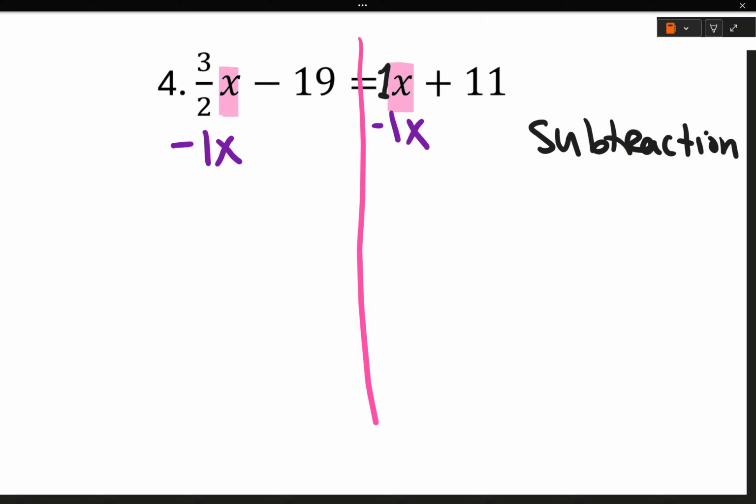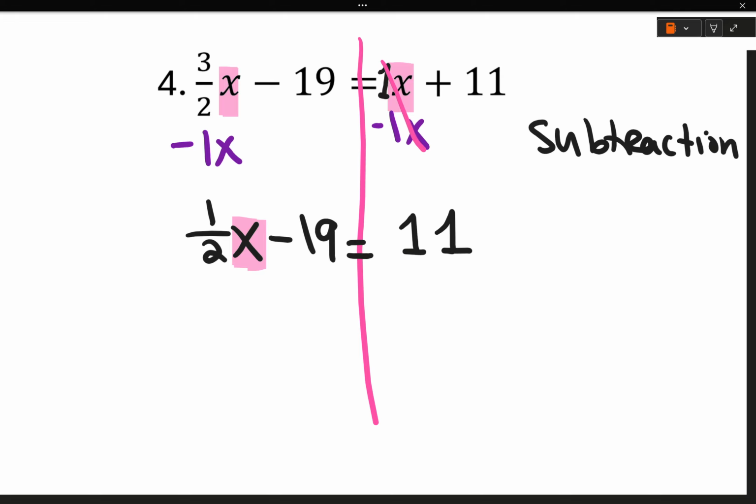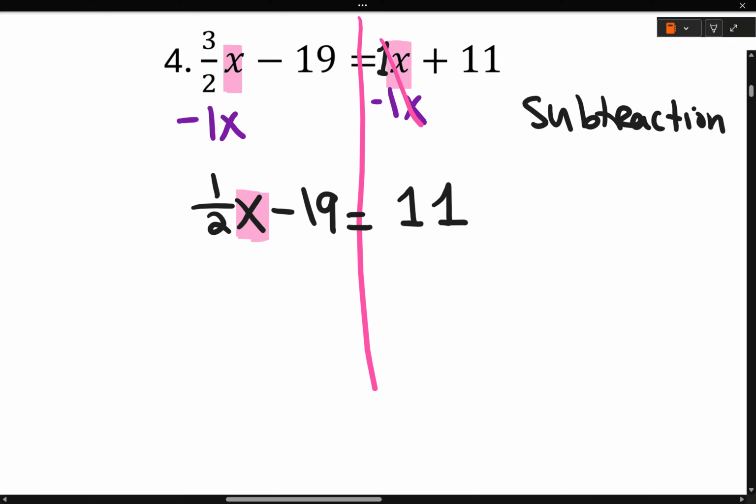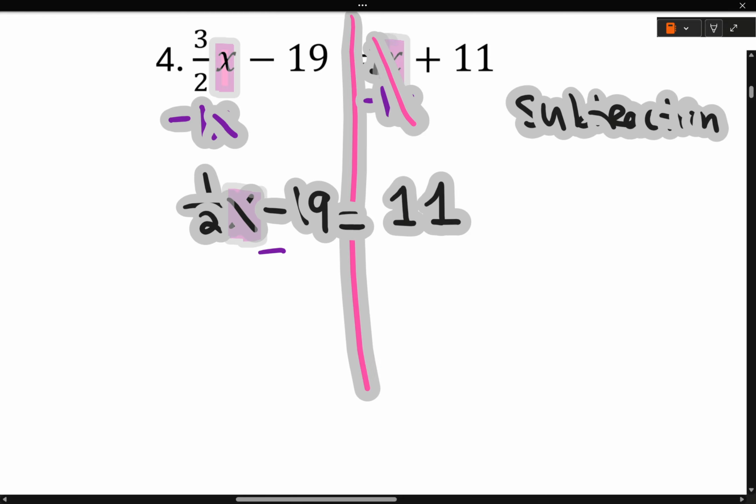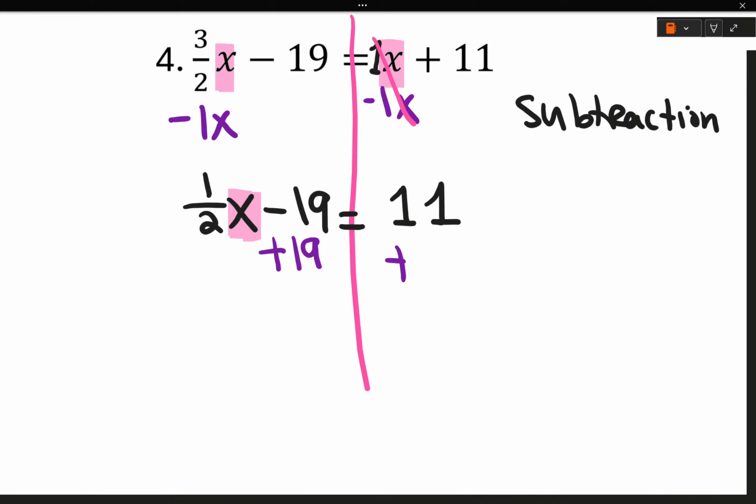Three halves minus 1. We know how to enter that in our calculator, so go ahead and do that. 3 over 2 minus 1 is 1/2 x. I'm going to bring down that minus 19. On the right side, the 1x's cancel, because 1x minus 1x is 0, and I'm just bringing down that 11.